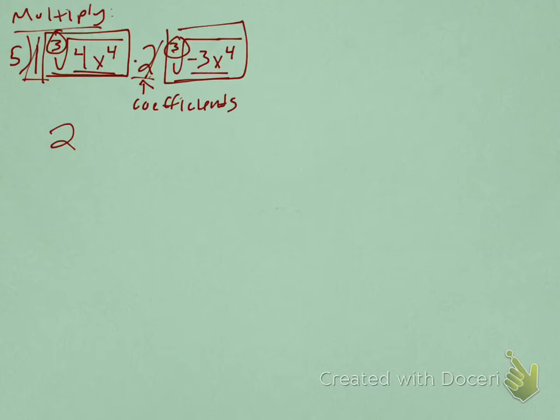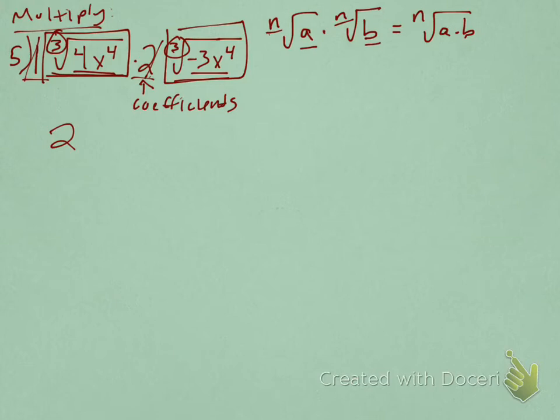What I'm really using is the following property. If I have the nth root of A times the nth root of B, as long as they're both nth roots, I'm allowed to bring A times B together. I can do the nth root of A times B all together.